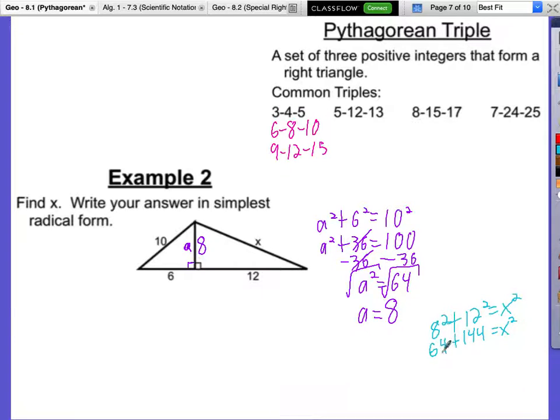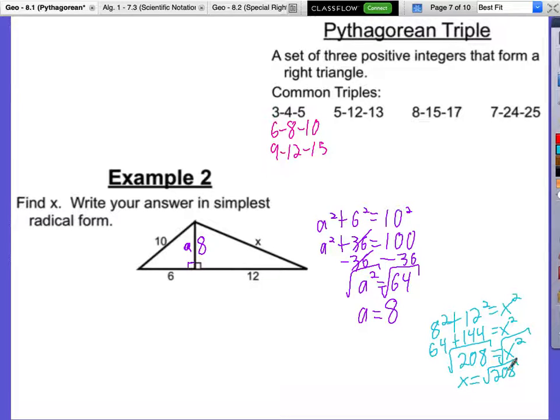If you don't know what 64 plus 144 is, you can add it off to the side or put it in your calculator. We'll get 208. How do we get x squared just to be x? If we square root this side, what do we do to this side? Square root it. So x is equal to the square root of 208. Is 208 a perfect square? No.